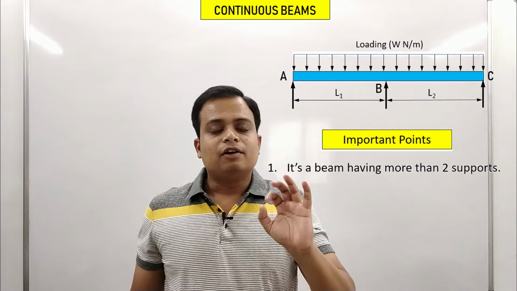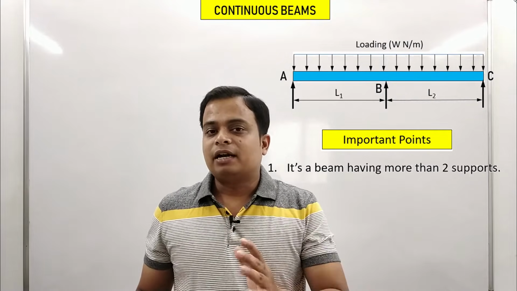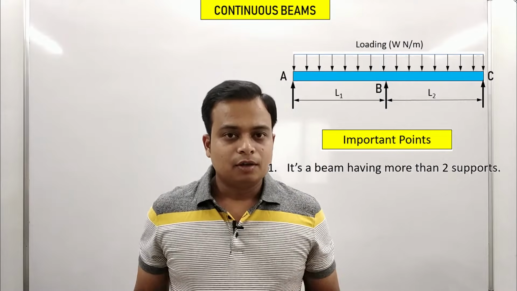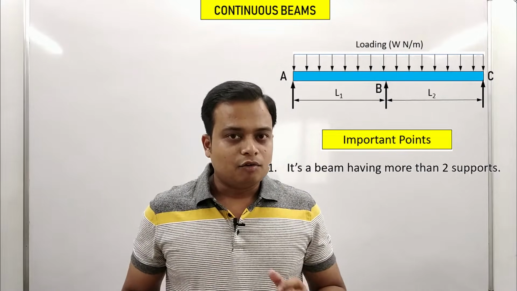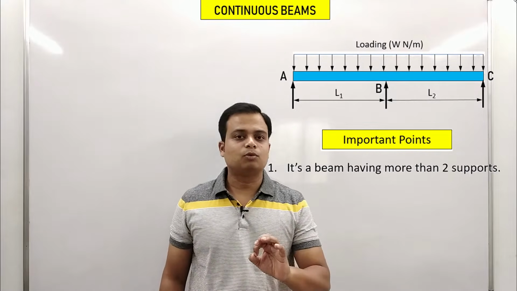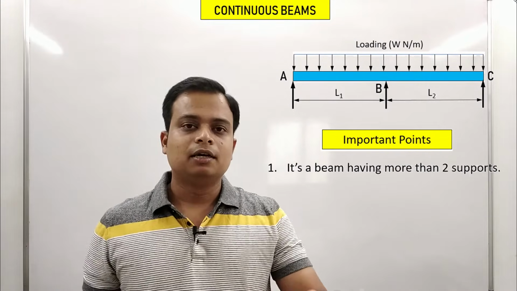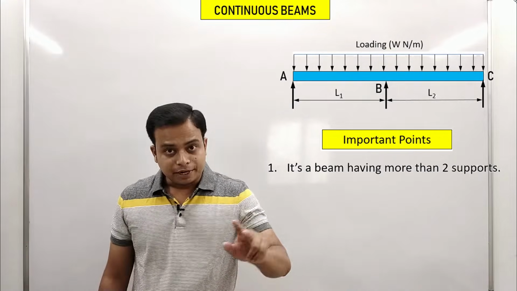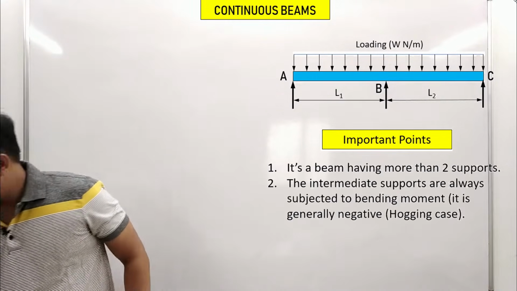So if there is a beam having end supports and apart from that it is also having some intermediate supports, then that beam falls in the category of a continuous beam. So here is the definition. If a beam has more than two supports, then that is a continuous beam. Not to worry.